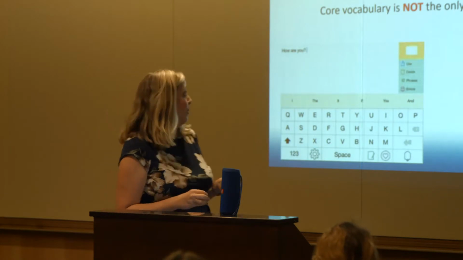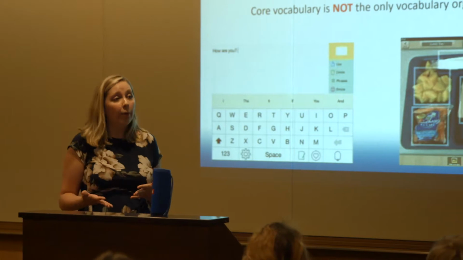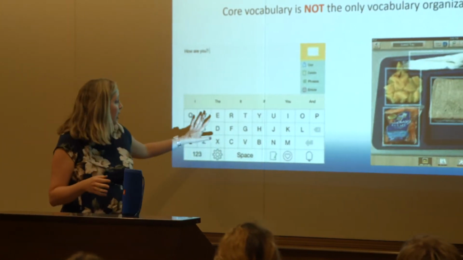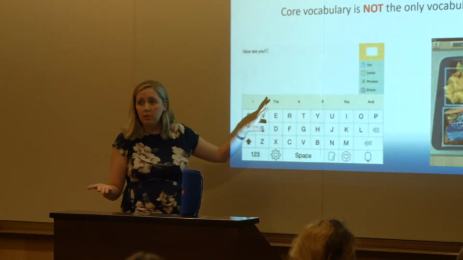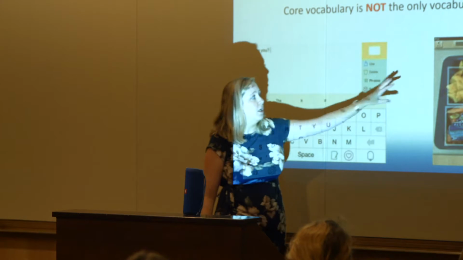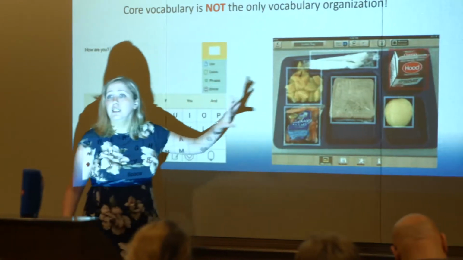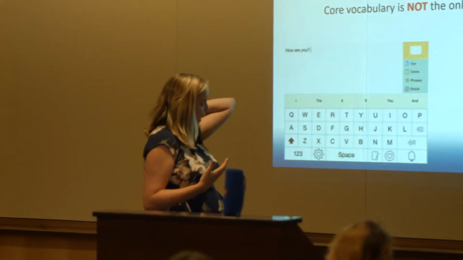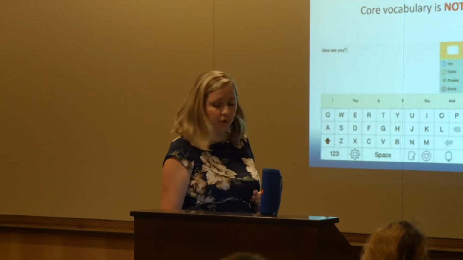The other thing core vocabulary is not, to be very clear, is the only kind of vocabulary organization that's out there. So what we're talking about today, there are a number of other systems out there: traditional orthography, so just writing and text prediction for individuals who are able to do that, certainly a viable option. Visual scene display, these pictures are hotspots, so I can push on something. It's going to provide more context for my users. This is also a viable option for communication. There's no reason to assume that that couldn't be used for somebody as needed.